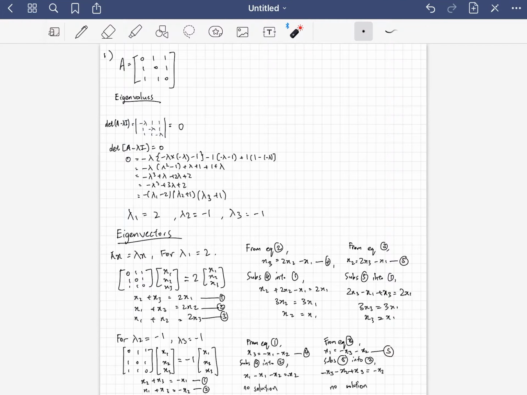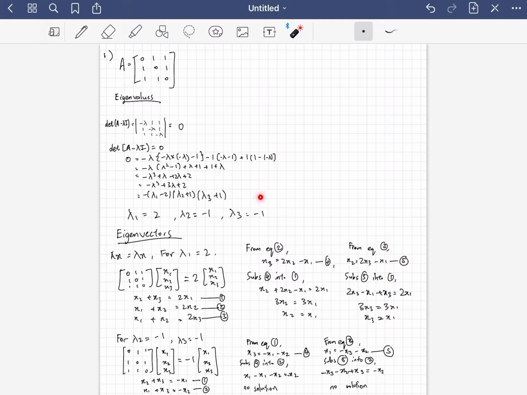Today I will go through tutorial 5 for my Engineering Mathematics 3. The first question is to find the eigenvalues and the eigenvectors. The matrix A is given. I let the determinant of A minus lambda I become 0.